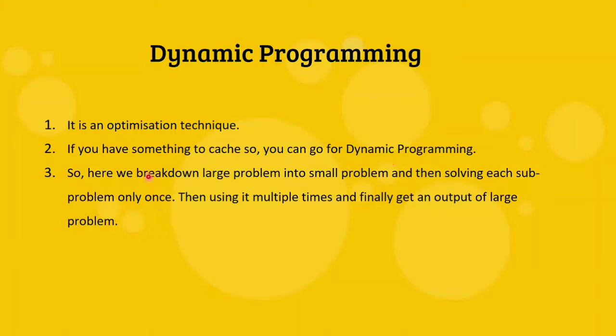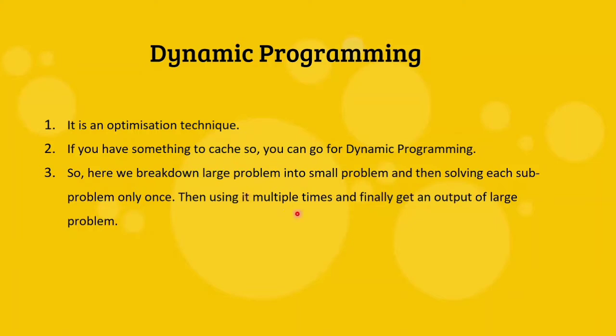Here, we break down a large problem into small problems, and then we solve each subproblem only once. By using it multiple times, we can finally get an output for the large problem. As we have seen in recursion, sometimes we are implementing the same logic again and again, and due to that, the number of executions is quite large, which we need not do. By using dynamic programming, we will cache the particular result and use it multiple times. Due to that, things will be much faster.